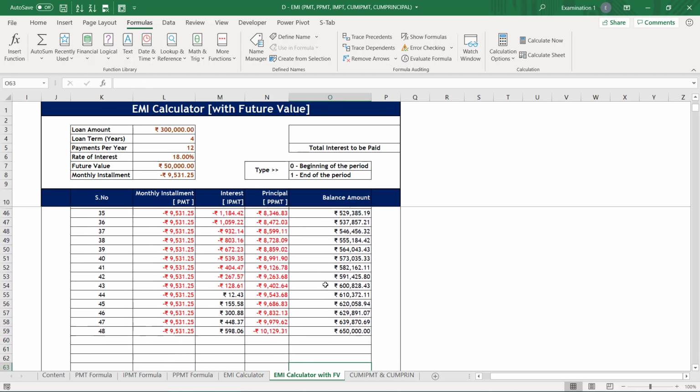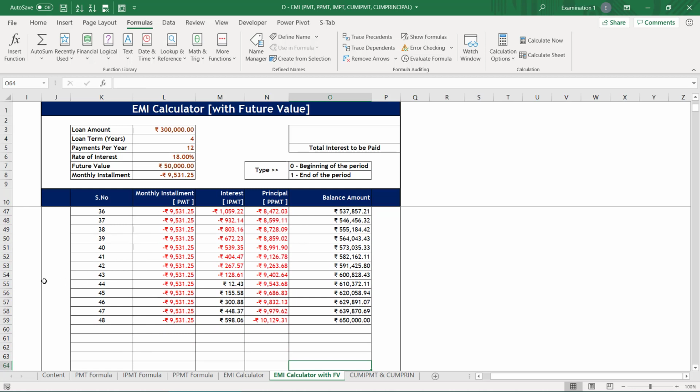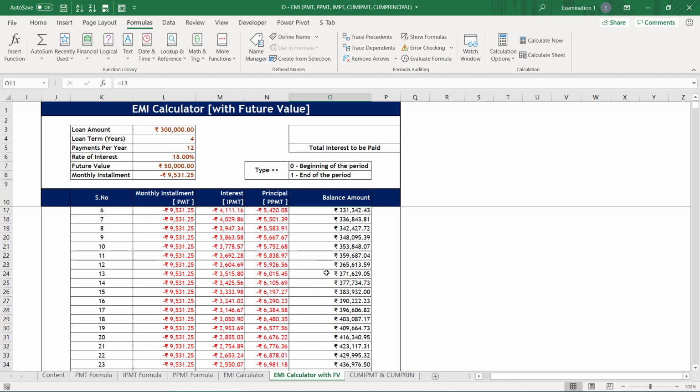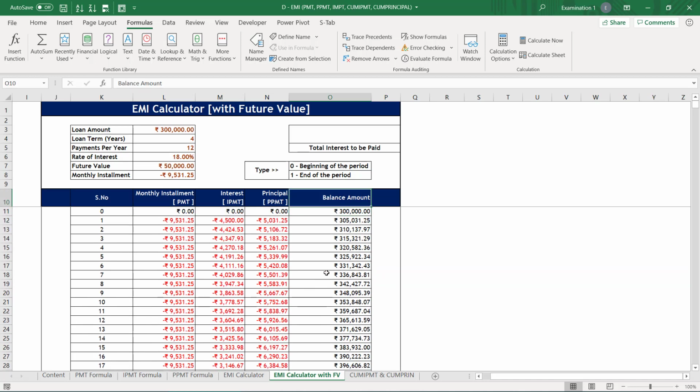Okay, here it is. Once you pay the 43rd installment, this should not be negative, this should be positive. Now that makes sense.